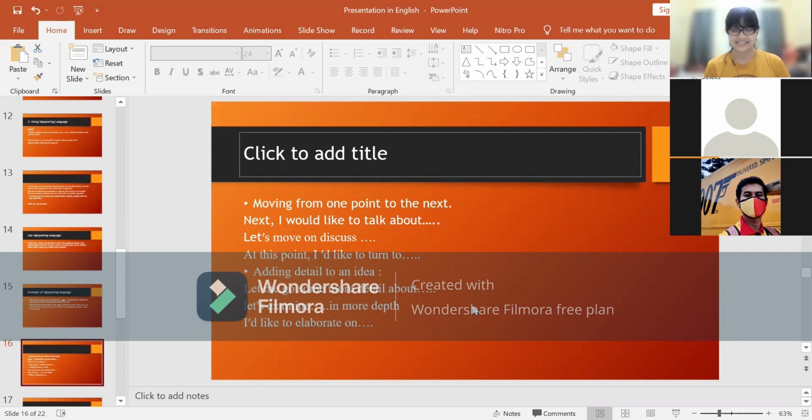All right, so let's get back to the laptops. I'm still explaining how to deliver a presentation. We're still in the signposting language. Here are other phrases if you want to add detail to your idea, to elaborate on something or a topic in the presentation. You can say, I'd like to elaborate on this. So these are the phrases.